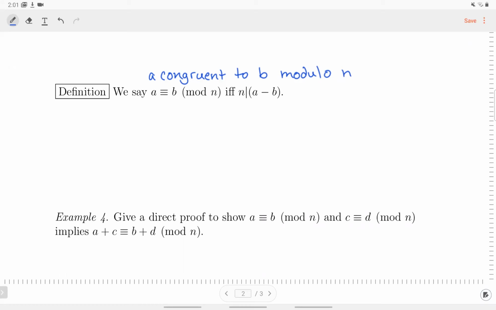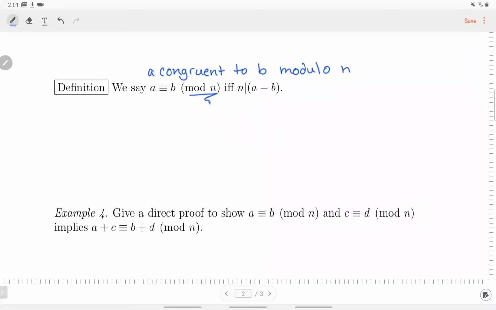When I write those symbols, I'm going to say A congruent to B mod N, or A congruent to B modulo N. The idea of modulo arithmetic here is I want to relate things based on the remainder when you divide by N. The technical definition looks like this: N divides A minus B. So let's look at some examples. For example, 7 is congruent to 4 mod 3, because 7 minus 4 is 3, and 3 definitely divides 3.